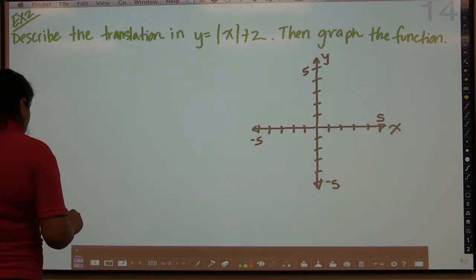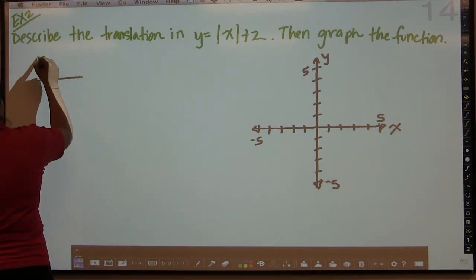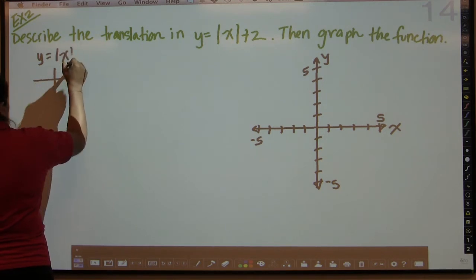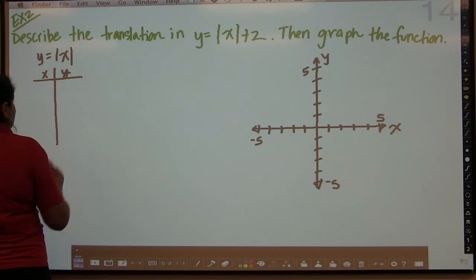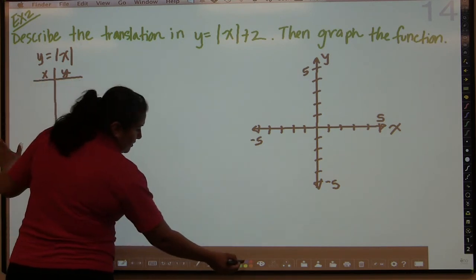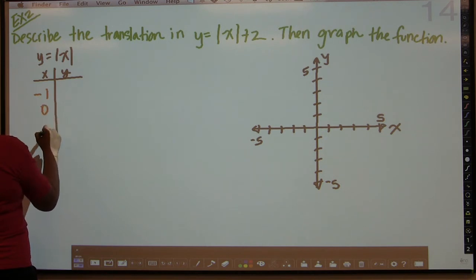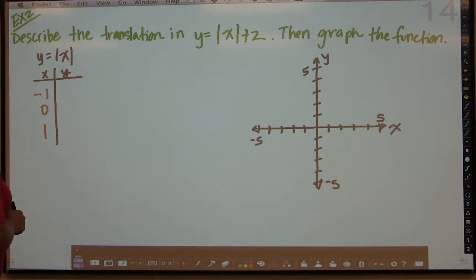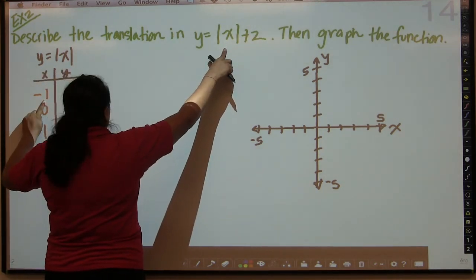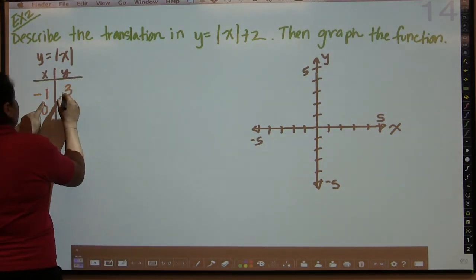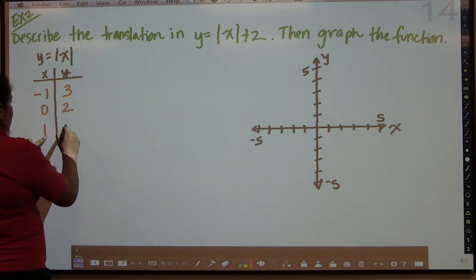And the first thing I want to do is graph the absolute value of x. This is the parent graph. I'm going to choose whichever x values I want. I'm going to pick -1, 0, and 1. When I plug -1 into this absolute value, the absolute value of -1 is +1, and 1 plus 2 is 3. The absolute value of 0 is 0 plus 2 is 2, and then again we get 3 here.